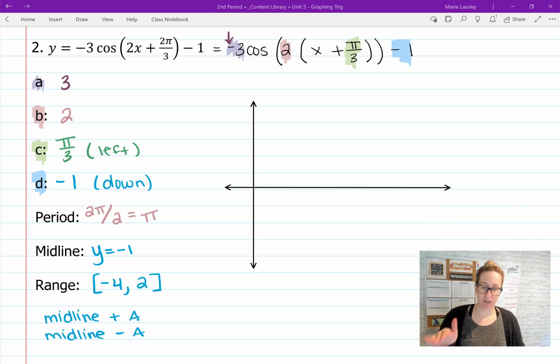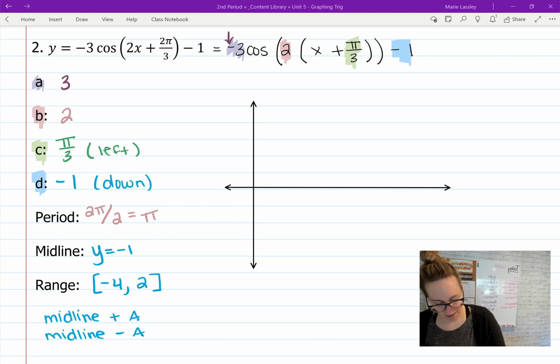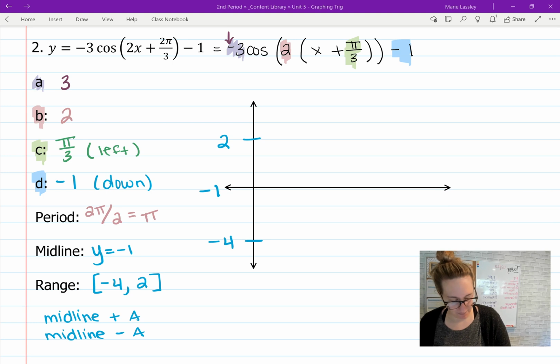So -4 to +2. So now I can go ahead and start setting up my y-axis. I'm going to put my midline right here in the center. So that's my -1. My max is 2, my min is -4. Did it right this time. Okay, and now we need to start setting up our x-axis. So we have 1, 2, 3, 4, 5 points.